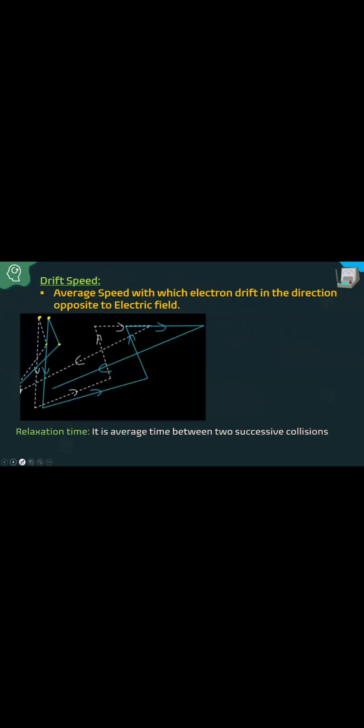Then one more important definition, drift speed. Students, I told you already, in conductors the electrons are freely moving. If any external energy is applied, there is collision between the electrons, and they have some speed. How to define drift speed? The average speed with which electrons drift in the direction opposite to the electric field is called drift speed. Let us assume this is the actual path of the electron. We take it like this. This is the actual path of the electron.